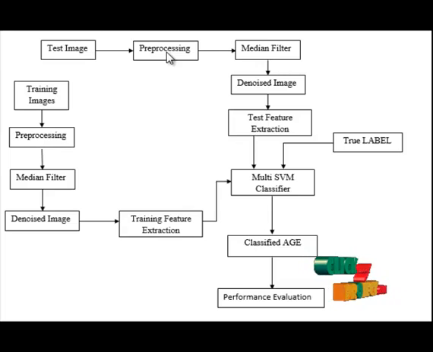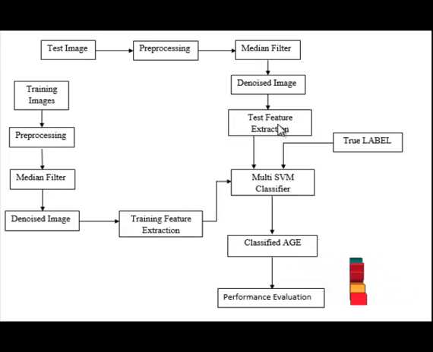The median filter is a nonlinear digital filtering technique often used to remove noise. Such a noise reduction technique is a typical pre-processing step to improve the results of later processing. Median filtering is very widely used in digital image processing because under certain conditions it preserves edges while removing noise. In the pre-processing step, we use a median filter to denoise the input image. The denoised input image is forwarded to the test feature extraction.